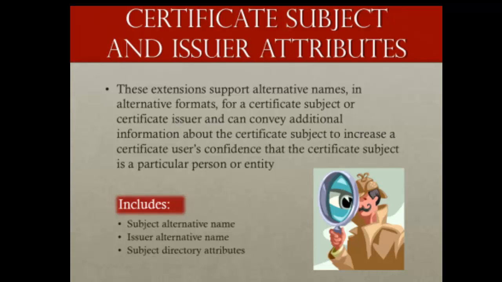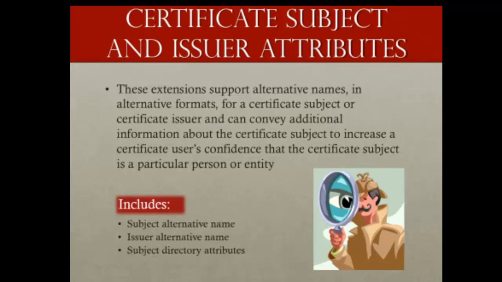Okay, let's talk about certificate subject and issuer attributes. These extensions support alternative names in alternative formats for a certificate subject or certificate issuer and can convey additional information about the certificate subject to increase the certificate user's confidence that the certificate subject is a particular person or entity. For example, information such as postal address, position within a corporation, or picture image may be required.